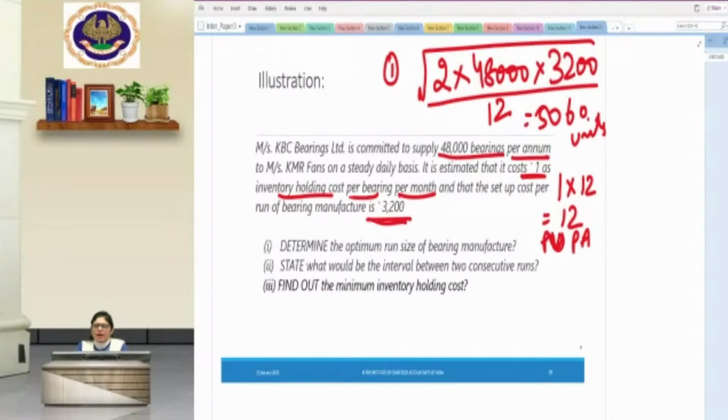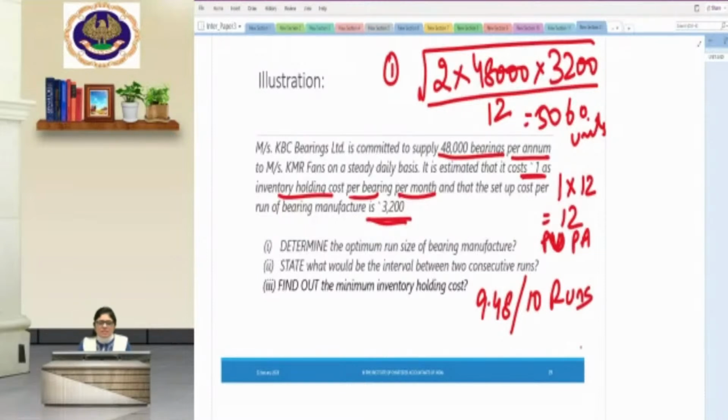Now, how many runs? If in one lot 5060 units are being calculated, how many runs will it require? So 48,000 divided by 5060 is 9.48 runs. 9.48 or 10 runs it will require. That means 10 batches. In one batch, if 5060 units have to be produced, then how many batches will it take to produce the full 48,000 bearings? So almost 10 batches or 10 machine runs it is going to take.